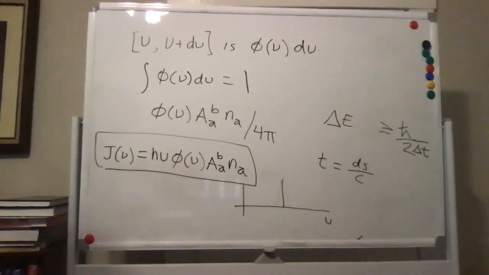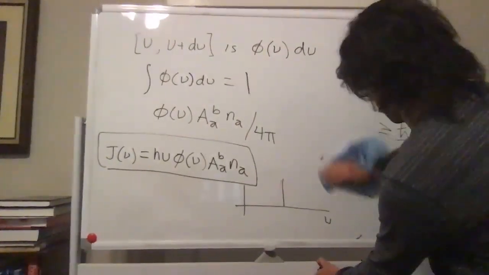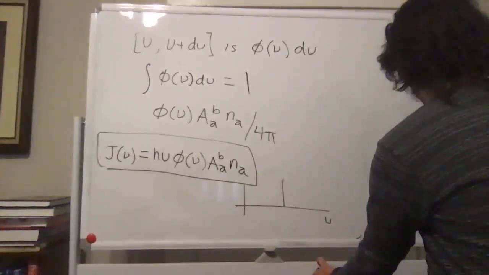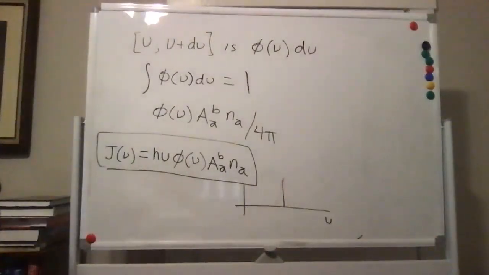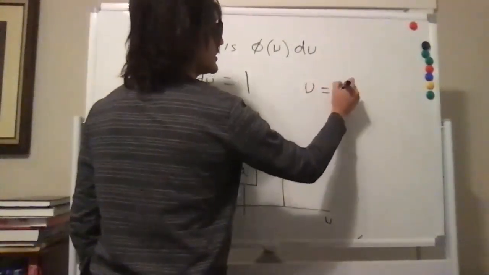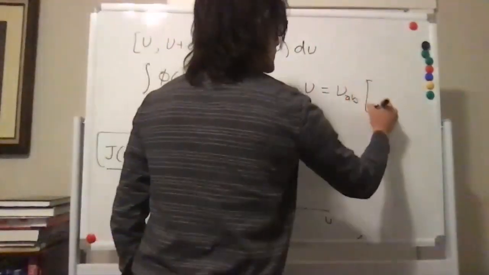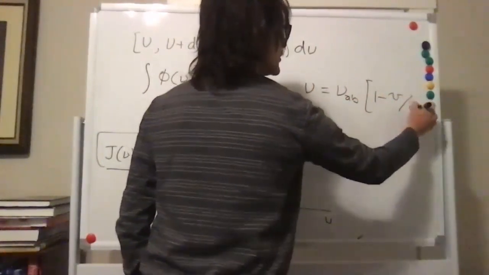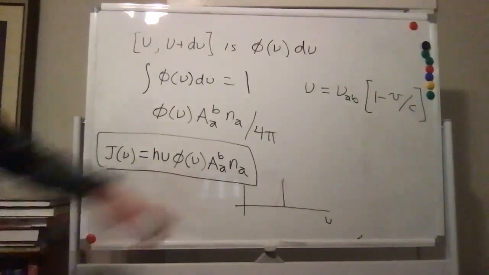So the other effect that is going to broaden this, and it's more significant than the uncertainty principle, is the Doppler shift. The observed frequency is going to be the actual frequency times 1 minus V over c. So what do you think that velocity is going to be? This one.